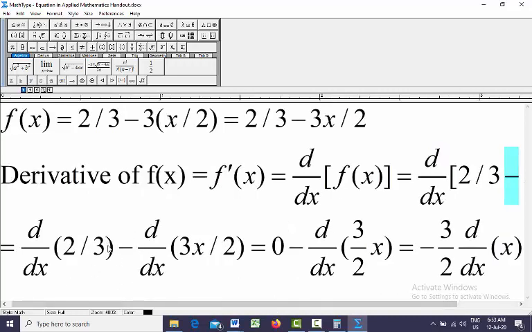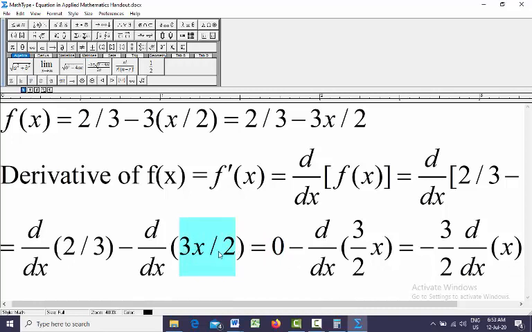So first part is 2 by 3, and if you notice, there is no variable here. So obviously if you do differentiation, answer will be 0. And the second part is 3x by 2.